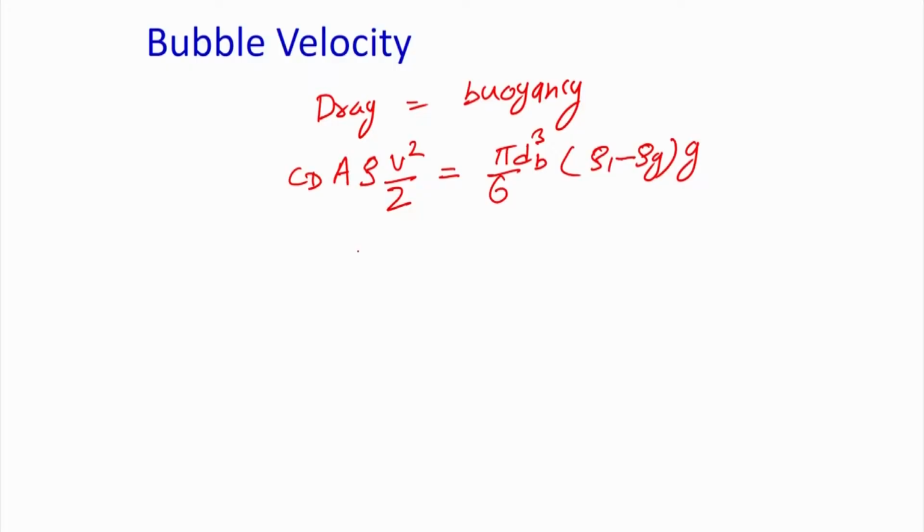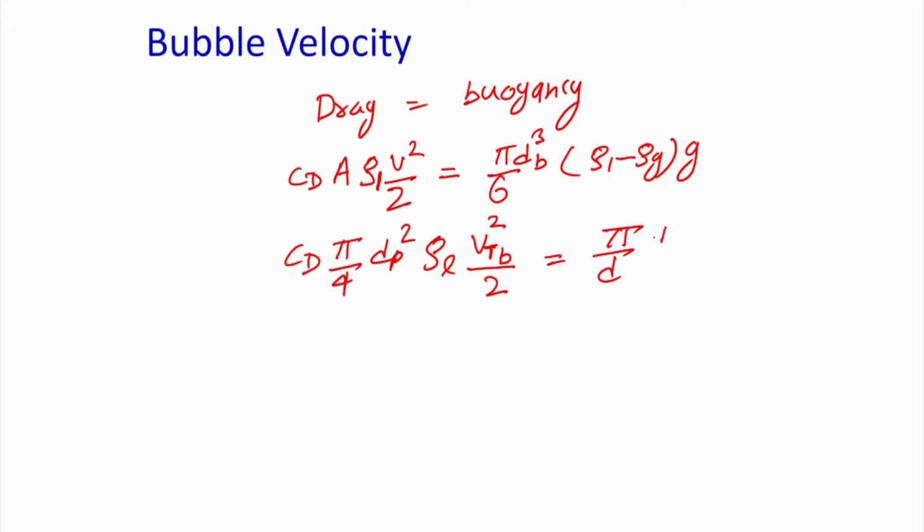So, if you do that, you can write it in terms of CD. If you know that area, what will be the area? If I am taking again a spherical bubble, the projected area will be pi by 4 dB square. This will be rho of fluid, or if I am taking liquid, rho of liquid into velocity of the bubble. Now, if the velocity of the bubble is the terminal velocity, I will say VTB square, terminal velocity of the bubble, divided by 2, equals pi by 6 dB cube into rho L minus rho G into G. You can simplify it further, and we can write it in terms of the Reynolds number.